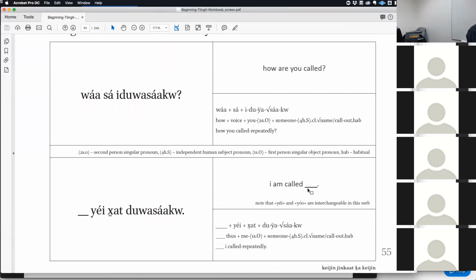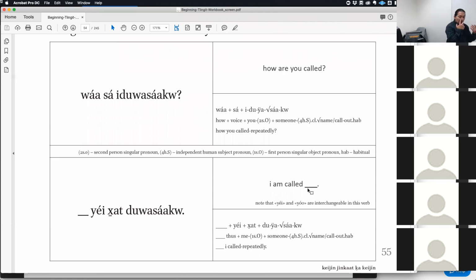We're working on these object pronouns, right? So we'd say, I am called, you are called, she or he is called. You do a sock. You would do a sock.